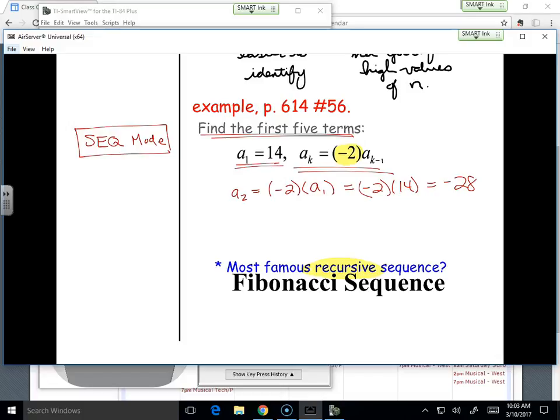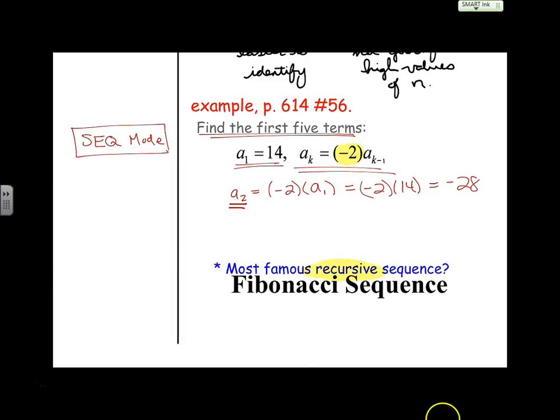So, how did I use this recursive formula to find a sub 2? Well, you took the 2, since 2 is equal to k. Good. You're like, hey, k minus 1. Oh, we're using a1. Since a2 is this one, I need to take the 1 less than term. I need to go 1 term back. So if I'm trying to find a sub 2, then I use a sub 1. And what do I do to a sub 1? Multiply by negative 2.